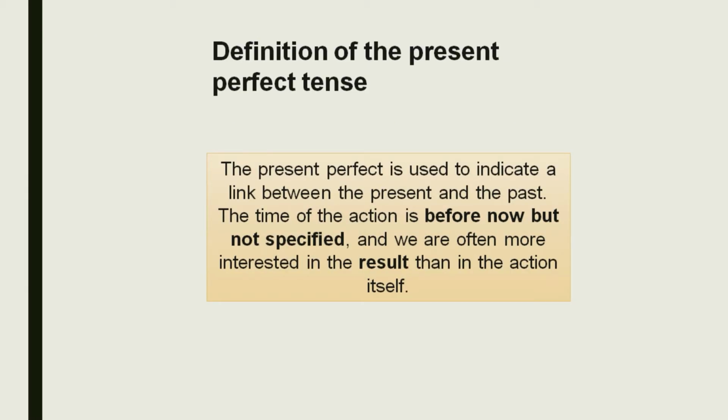Okay, many of my students ask me the ways of using the present perfect time and the definition. The definition of the present perfect tense. The present perfect is used to indicate the link between the present and the past. The time of the action is before now, but not specified, and we are often more interested in the result than in the action itself.